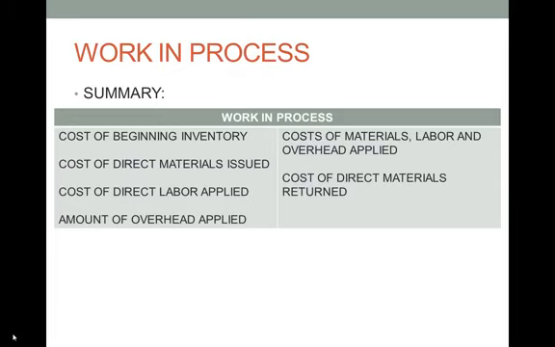And then the credit side, what do we need to see? Work in process account, costs of materials, labor, and overhead applied. And then cost of direct materials returned. Yan po ang dapat na naka-record under work in process account.